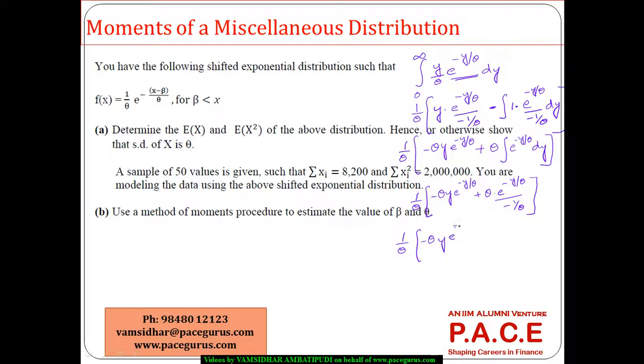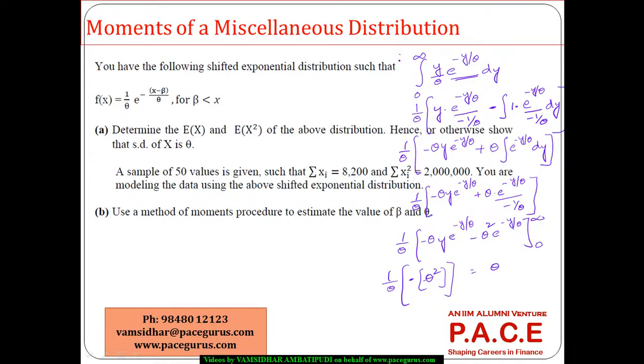Minus theta y e to the power of minus y by theta minus theta squared times e to the power of minus y by theta. This entire thing is evaluated between infinity and 0. When I go to infinity, this part is nothing. But at 0, this part is nothing again. So minus of this will come out as theta squared times e to the power of 0, which is 1. So minus of minus theta squared becomes plus, and overall this is becoming theta.